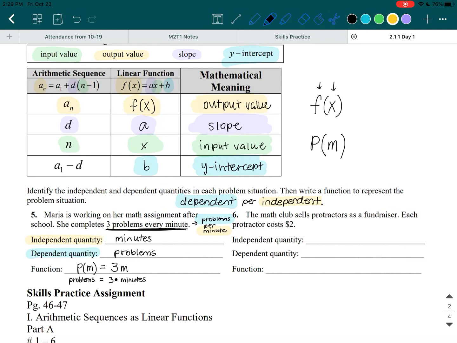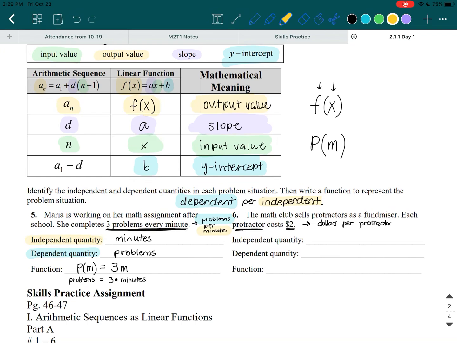All right, let's go on to number 6. So the number 6 says the math club sells protractors as a fundraiser. Each protractor costs $2. So over here, I see the number 2, and it's $2. So it's $2. And what does this $2 buy? It buys us a protractor. So I'm going to rewrite this as a something per something statement. So $2 per protractor.